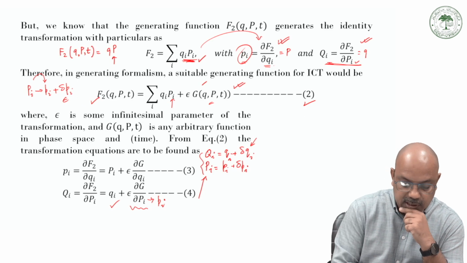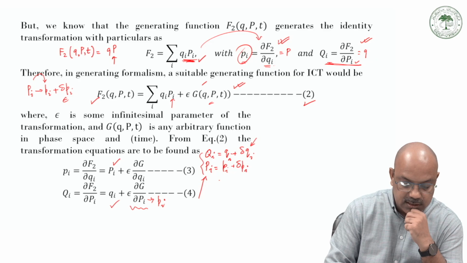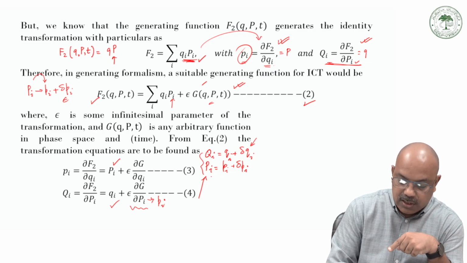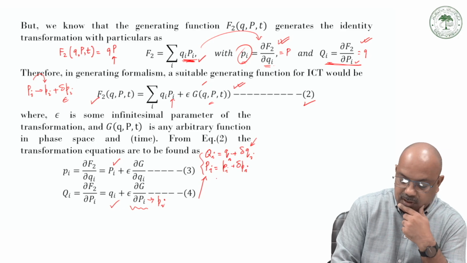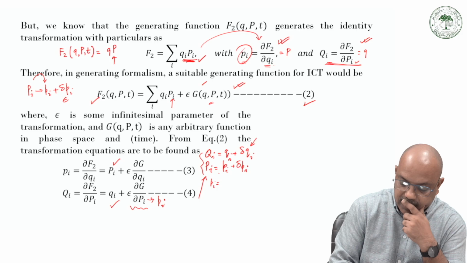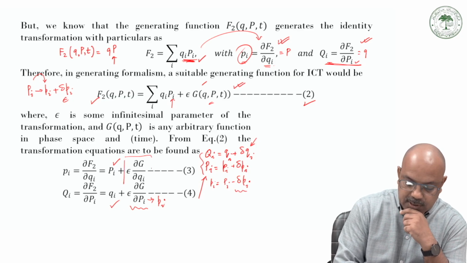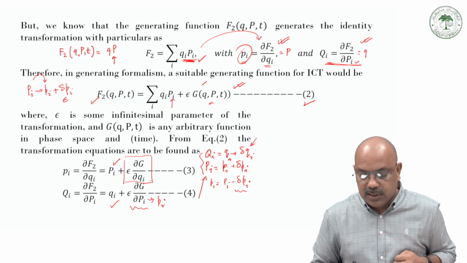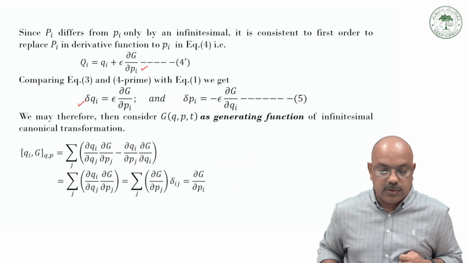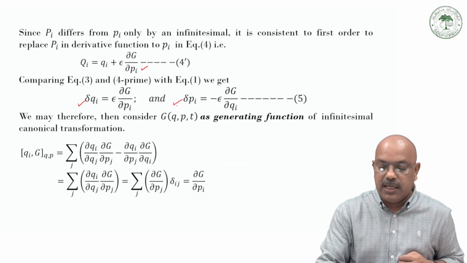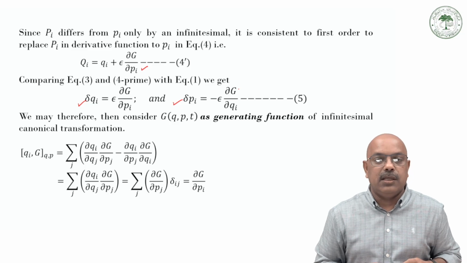And then if I compare the other one, capital Pi is here, so Pi is equal to pi minus delta pi. So this minus delta pi is my epsilon delta G upon delta qi. So minus delta pi is epsilon delta G upon delta qi.